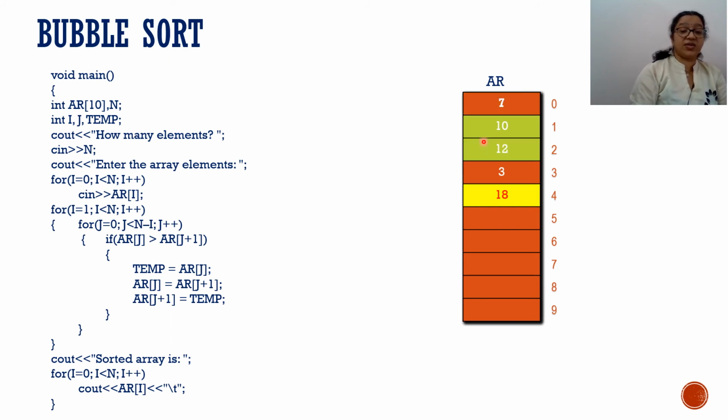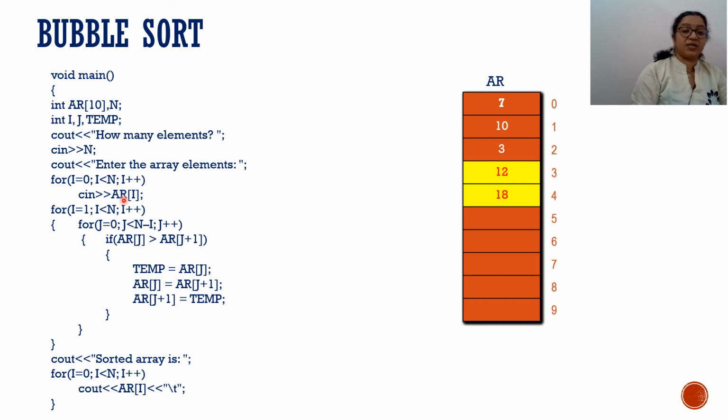Now 12 and 3, we are comparing. So 3 is the smallest one. So we want to move 3 to the second position and this 12 we want to move to the third index position. So 12 we got the highest one of the unsorted array. Now 12 and 18 is in sorted order. Again, the second pass is over. Second iteration process is over.